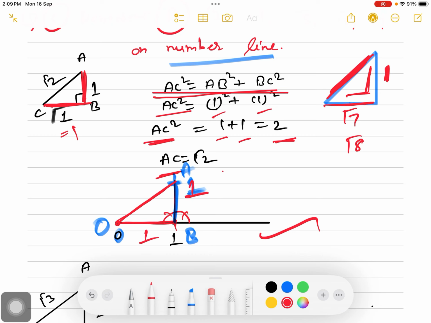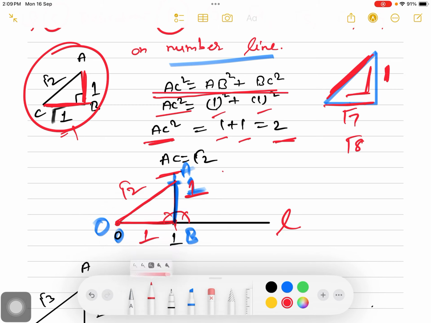So you know this is 1 and this is also 1. So according to the triangle, this will be your root 2. OA distance will be your root 2. Now on this number line L we have to locate root 2. So use your compass, put your needle on the O point and open the radius of OA. Taking OA radius, and keeping the needle at O only, drag your pencil like this. Drag your pencil like this, that OA radius.